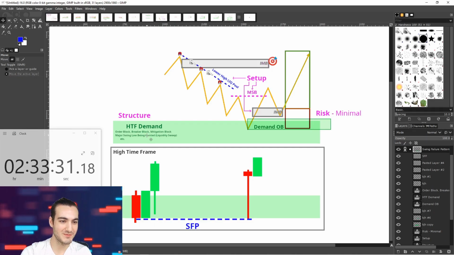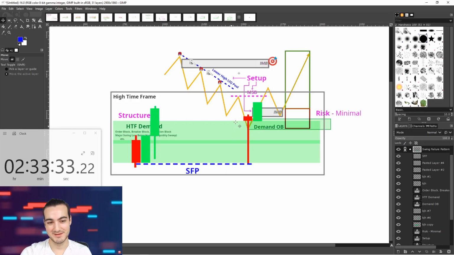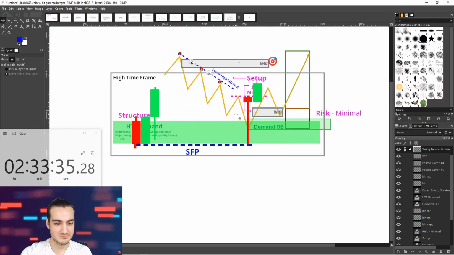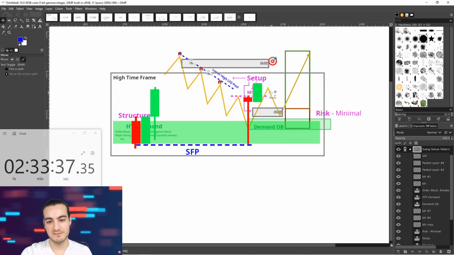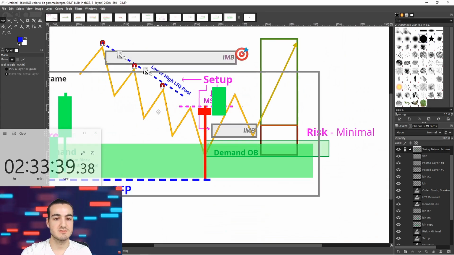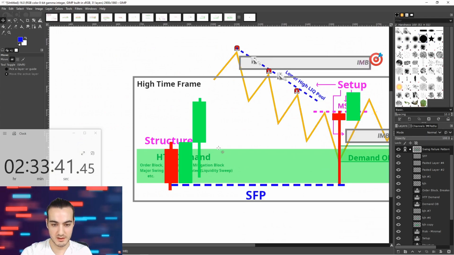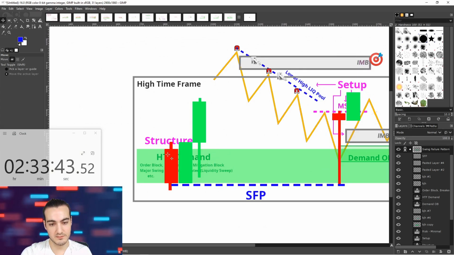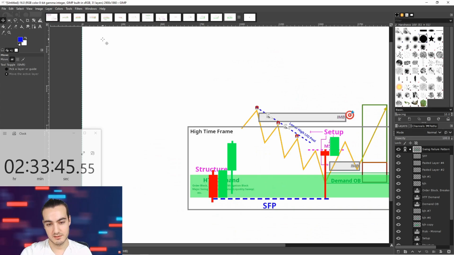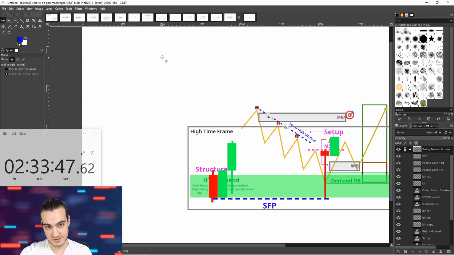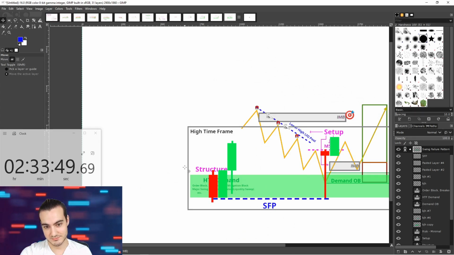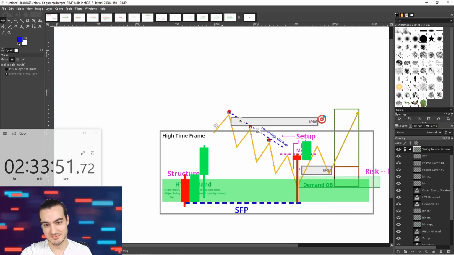No! Move the active layer, come on! Alright. So, to the left of the area of interest, there would have been some kind of low. This could have been break of structure, break of structure, break of structure. Oops, what? It turned around.